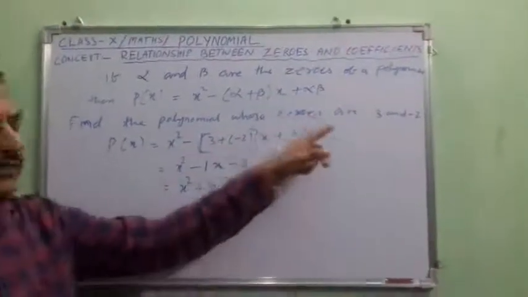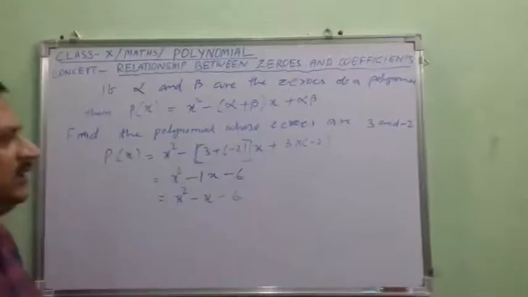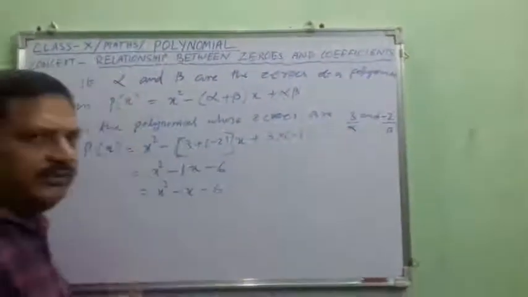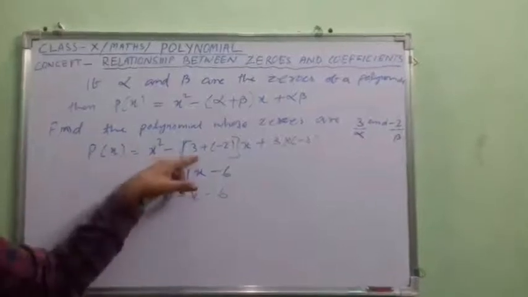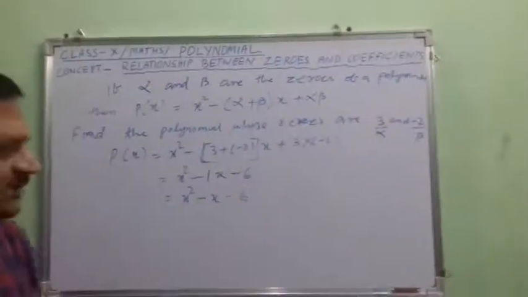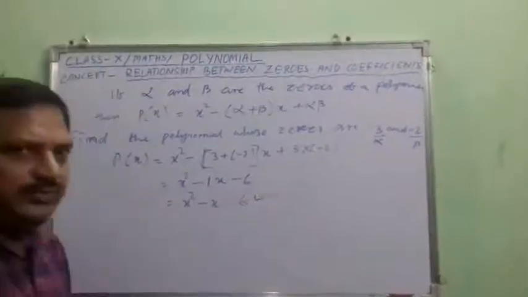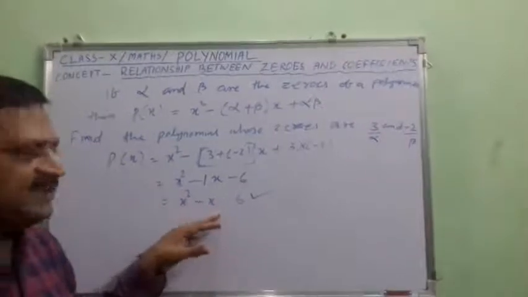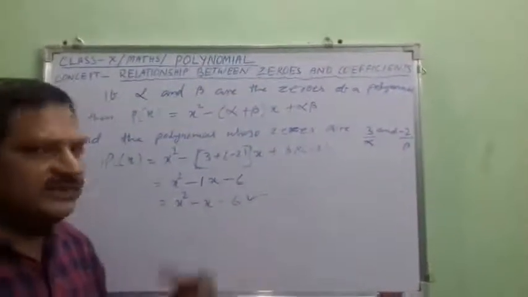So if we are given the zeros, that means we are given alpha and beta, just put the value of alpha and beta in this formula and you will get the answer and you will get the polynomial. And the polynomial here is x square minus x minus 6. Let's take another example.